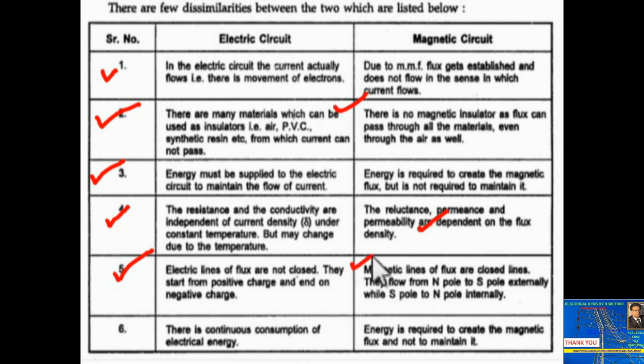But in the case of magnetic lines of flux, you see here a rubber-like closed loop is formed. In the magnetic circuit, the magnetic lines of flux are closed lines. They flow from north pole to south pole externally, and from S to N internally. And the sixth point: there is continuous consumption of electrical energy. In the magnetic circuit, energy is required to create the magnetic flux, not to maintain it. So these are some dissimilarities between the two circuits.